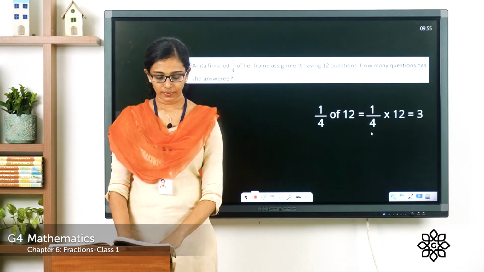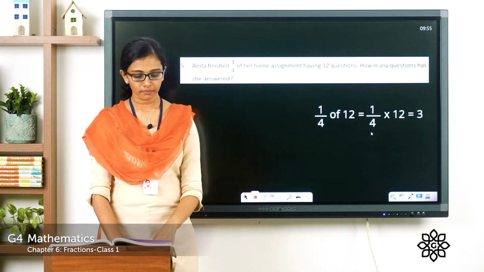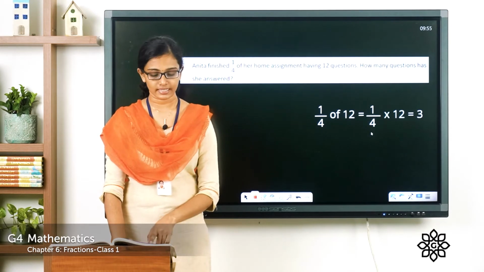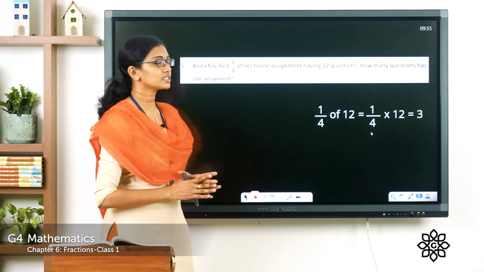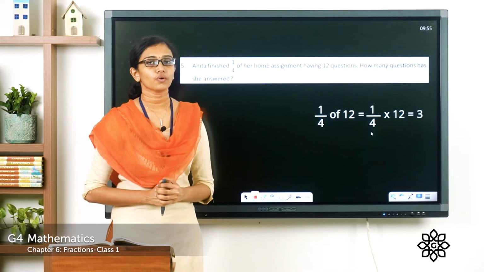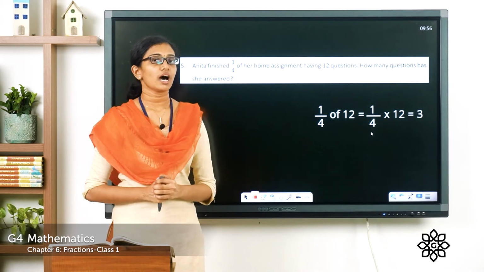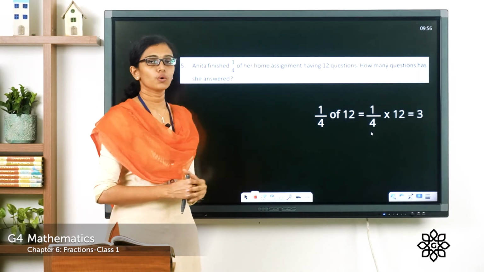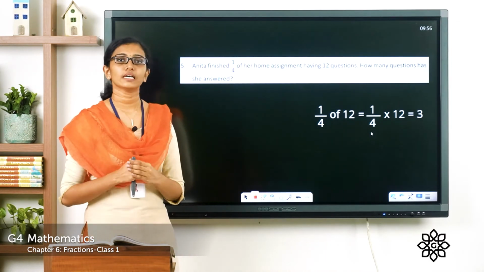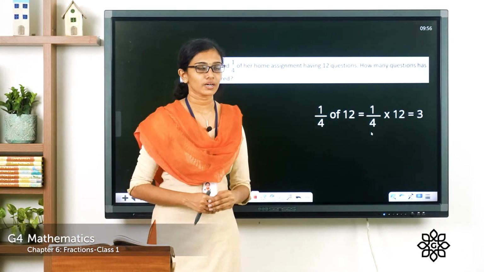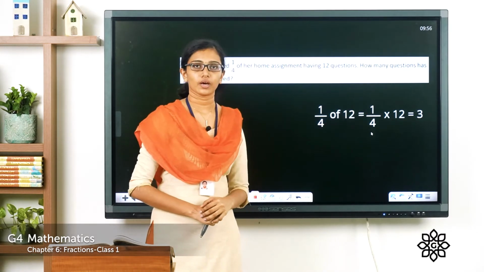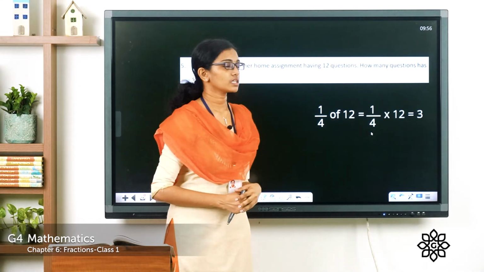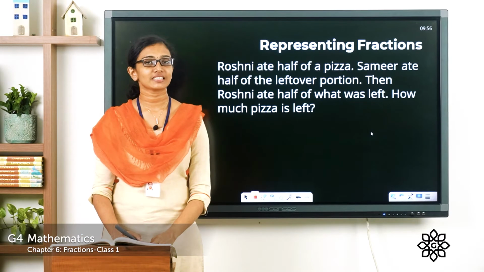Now the next question, question number 5. Anita finished 1 by 4 of her assignment having 12 questions. How many questions has she answered? So she had 12 questions to be answered and she covered 1/4 of it. You are asked to find out how many questions did she complete. So you have to find out 1 by 4 of 12. 1/4 of 12 is equal to 1 by 4 into 12, which is equal to 3. 1 into 12, 12 by 4 is equal to 3. Hope these questions are clear to you.